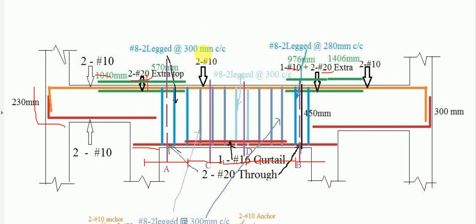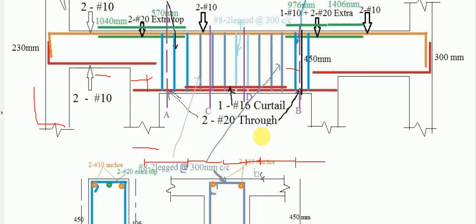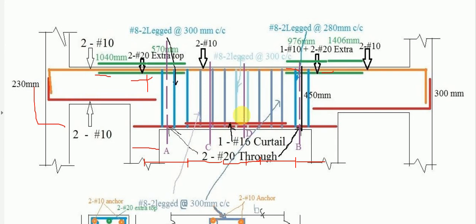So that detailing is shown. Then next to that LS1 there is LS2. That LS2, on both sides, means towards left and towards right, is provided with the distance of 300 mm, that is #2 at 300 center to center, and in between that there is the zone of nominal shear reinforcement, provided with the spacing of 300 mm center to center. So accordingly this detailing is done.